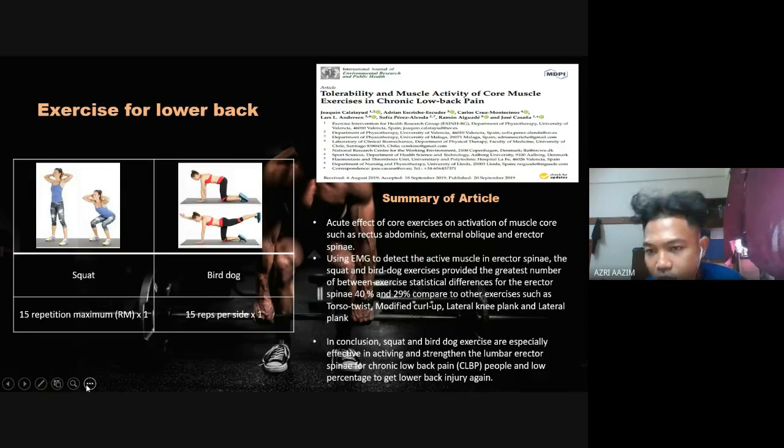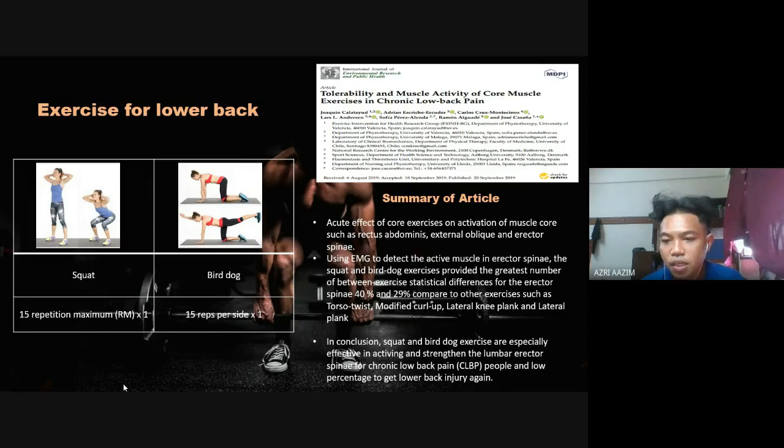Okay, focusing on the summary of the articles. The acute effect of core exercise on the activation of the core muscles, such as the rectus abdominis, internal obliques, and erector spinae. Using EMG to detect the active muscle in the erector spinae, the squat and the bird dog exercise provide the greatest number of statistically significant differences between exercises for the erector spinae, which is 40% and 29% compared to the other exercises such as the torso twist, modified curl-up, lateral knee plank, and lateral planks.